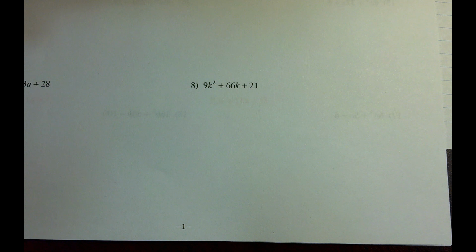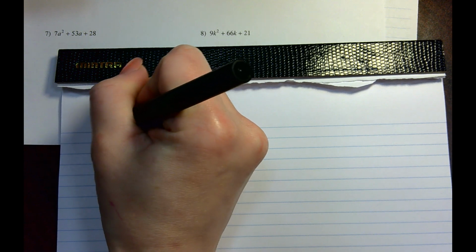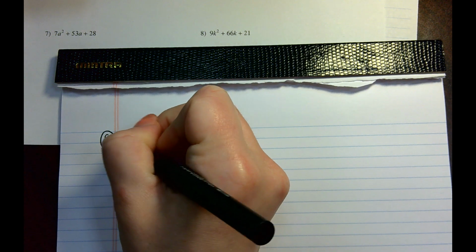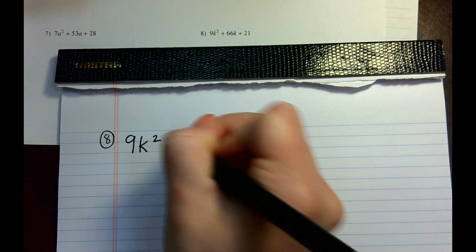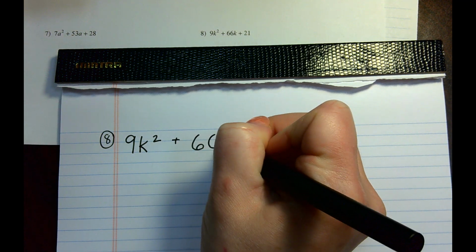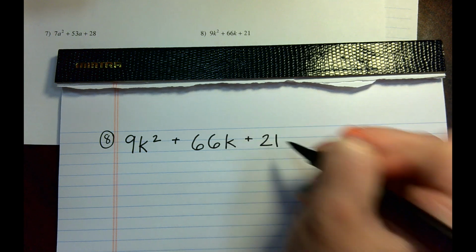And this one I think might take a little bit more space, so I'm actually going to rewrite this problem on a piece of notebook paper. So let's just do that. This is number 8 on that worksheet. 9k squared plus 66k plus 21.